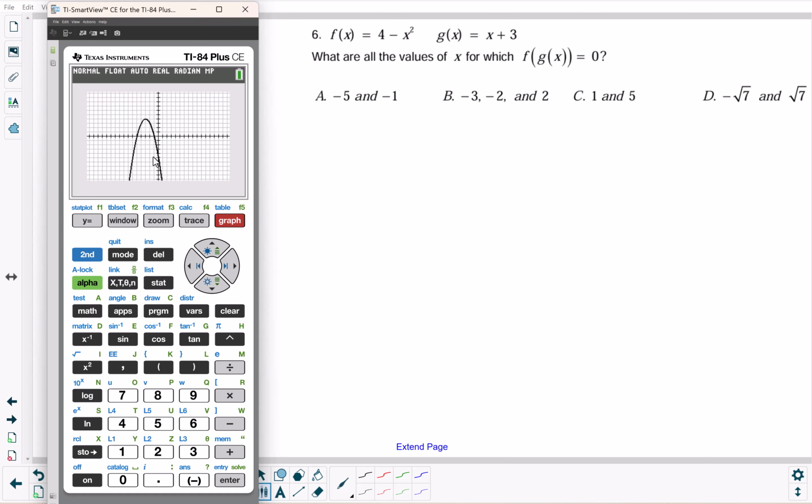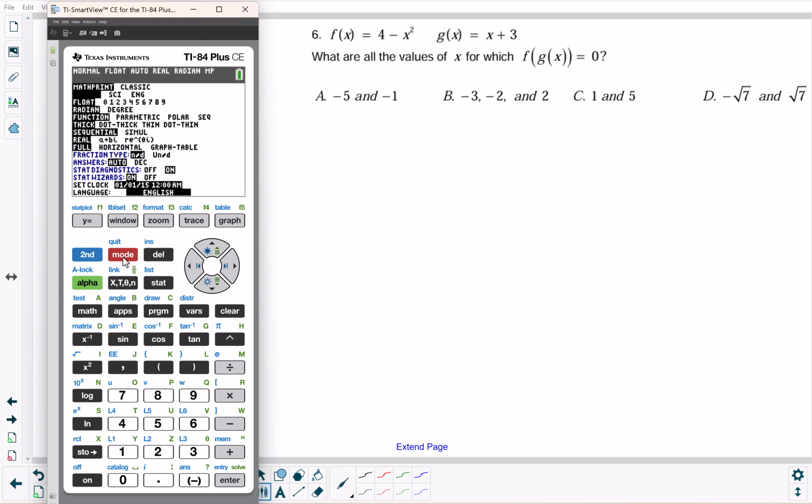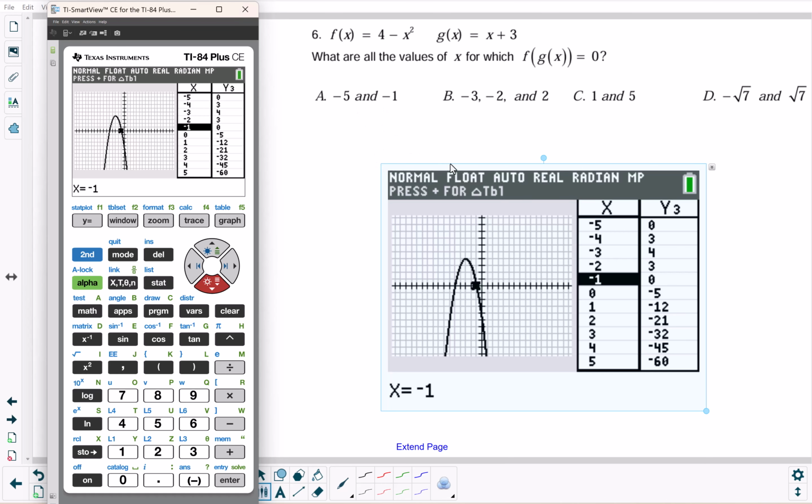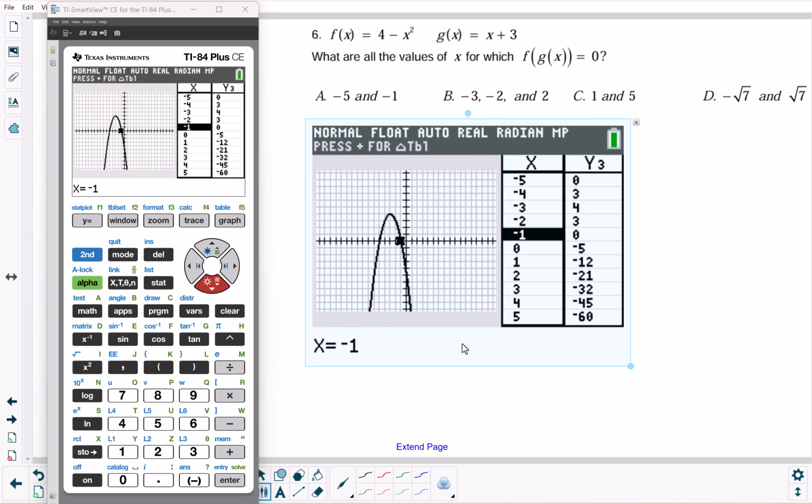I think we can see it here, but another way would be to change the mode and go down to full and make a right turn to go to graph table and press enter on graph table. Now I'm going to press second graph, which is the table setting, and you can see the table and the graph simultaneously. And you can see for sure at -5, 0, that is a 0. And if I arrow down at -1, 0 is the other one, very clear. So -5 and -1 are the correct answers doing this graphically.